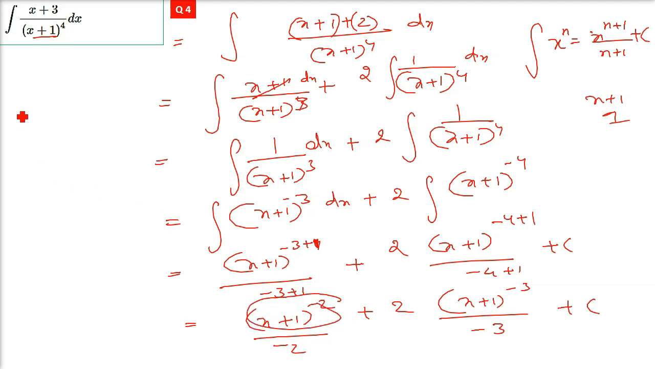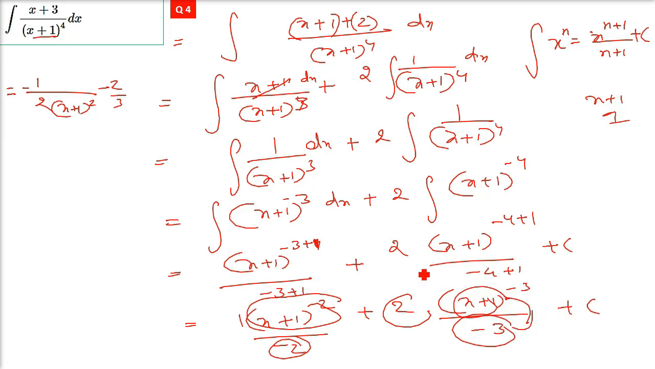I am taking this (x+1) to the power minus 2 in the denominator. It will give you 1 by (x+1) whole square. And negative 2 is already there. And this one also, because this is negative, I am keeping it as a negative 2 by 3. And this (x+1) to the power minus 3 goes down. So we have (x+1) cube.